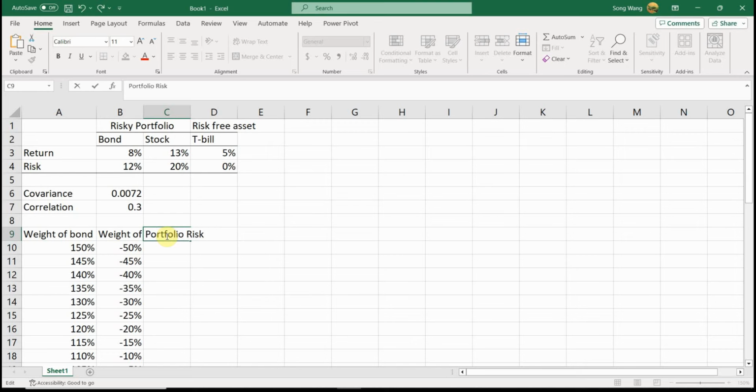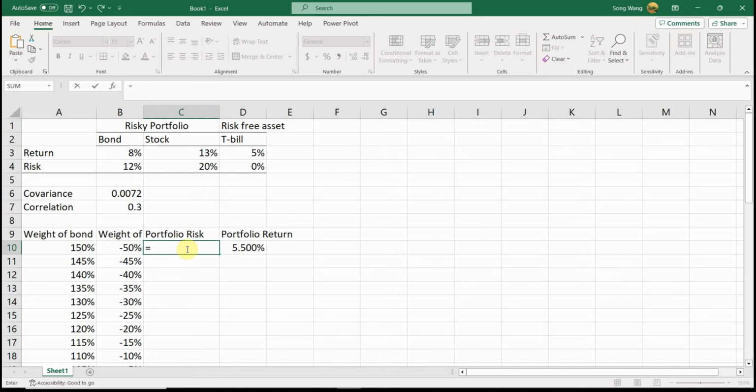And also, I can get you the return of the portfolio. The return will be pretty easy. You just use the weight of bond times the return of the bond, making sure you lock that, and then you use the weight of stock times the return of the stock and lock the returns.